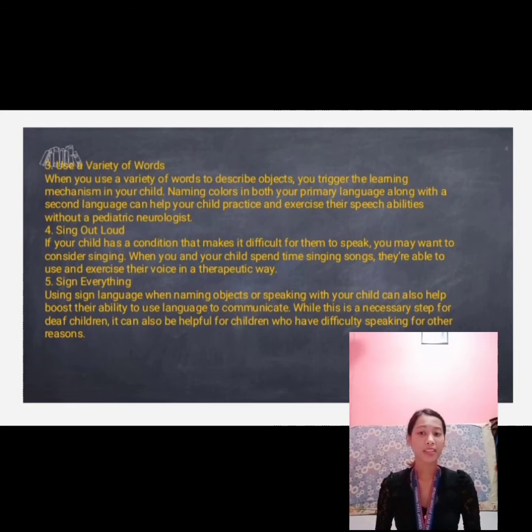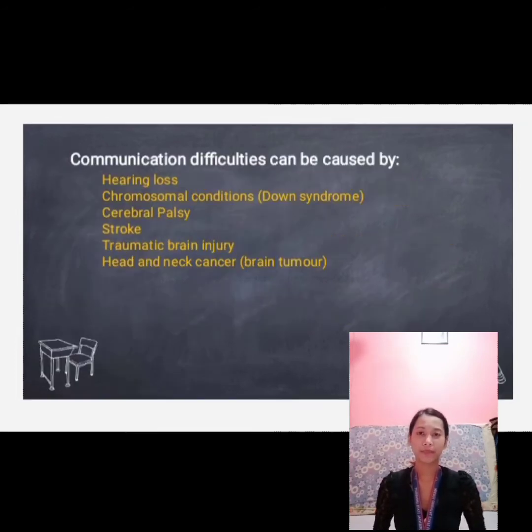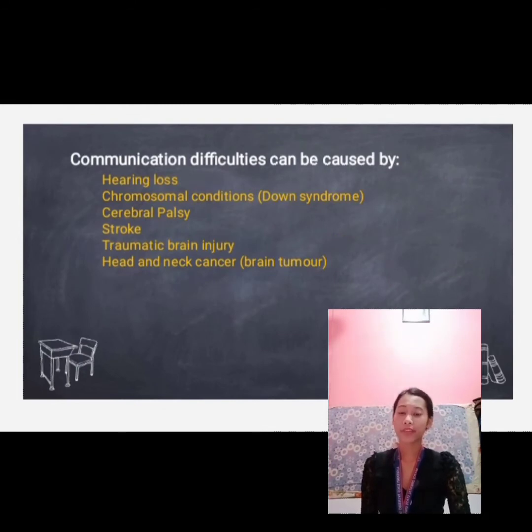While this is a necessary step for deaf children, it can also be helpful for children who have difficulty speaking for other reasons. So those are the 5 ways in helping children with problems in communicating. Next slide is communication difficulties can be caused by hearing loss, chromosomal condition Down syndrome, cerebral palsy, stroke, traumatic brain injury, and head and neck cancer, brain tumor.